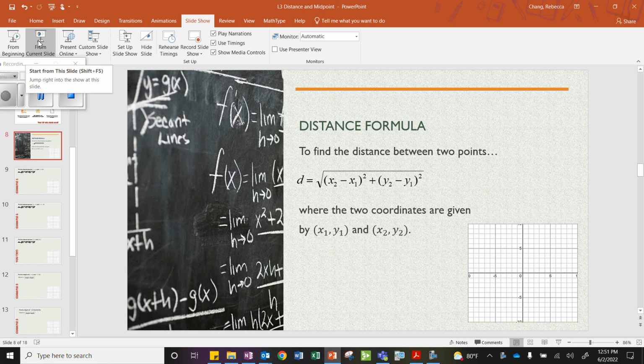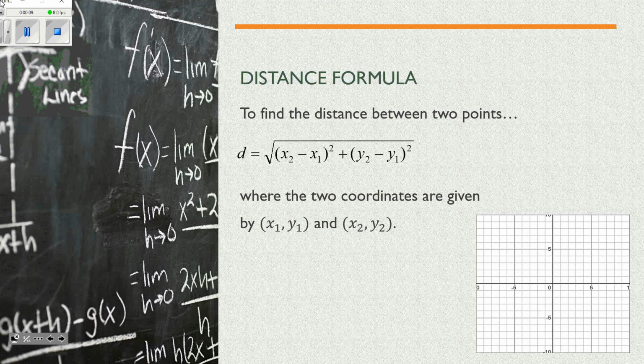Hello. Today we are going to talk about how to use the distance and the midpoint formula. And so basically we're just going to start off with talking about what these things mean.